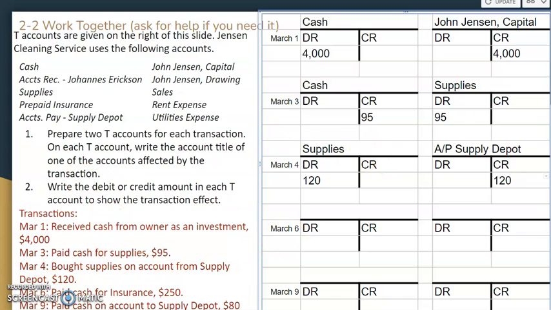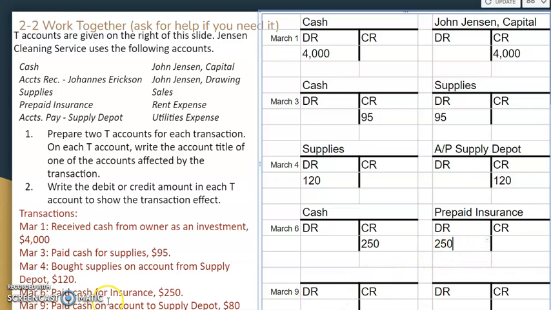March 6th, paid cash for insurance, $250. So cash is one of our accounts, and prepaid insurance will be the other. And if we paid cash, well, we know it's going to be a credit. And prepaid insurance is another asset, and it will increase with a debit of $250.